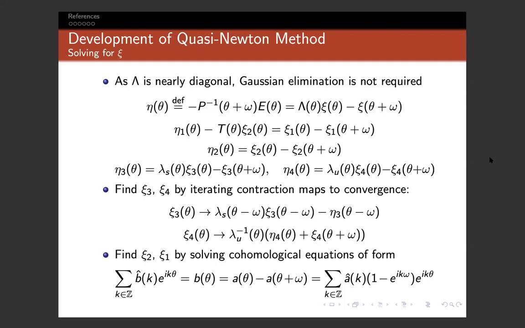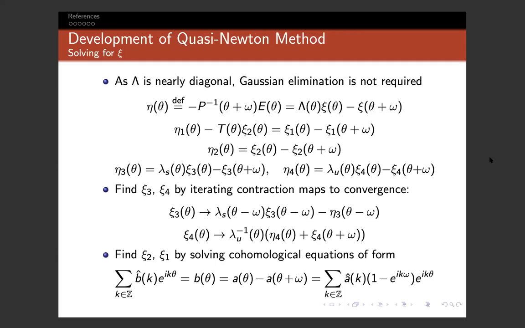Xi3 and xi4 can be solved by just iterating contraction maps to convergence by the Banach fixed point theorem. So you start with, say, xi3, xi4 equals 0, just iterate this until it converges, and you get the solution of the equations. Xi2 and xi1 are just found by solving the usual cohomology equations that are very, very common in KAM theory. And for this, of course, you just express everything in Fourier coefficients, and then you get these 2 expressions.